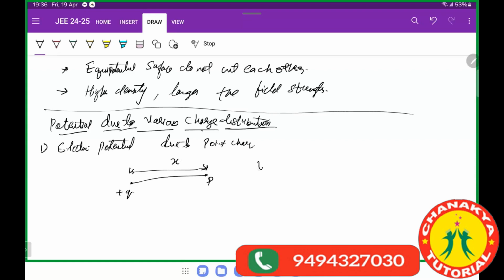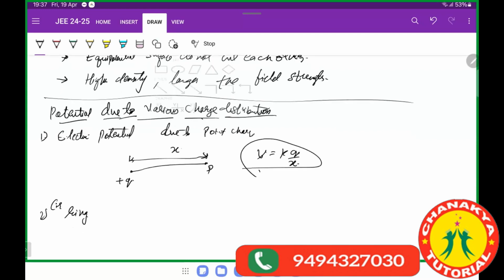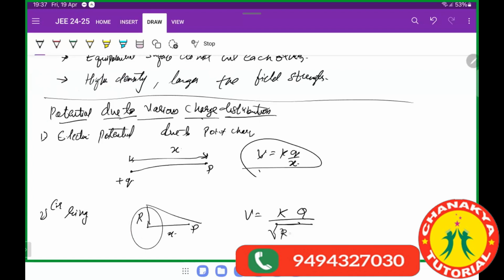At some distance x, V will be equal to kq by r. No, sorry, x. V equals kq by x. The same way it is for a circular ring. If I draw a circle here, from this distance x, the radius of the ring was r. So V equals kq divided by the square root of r square plus x square.